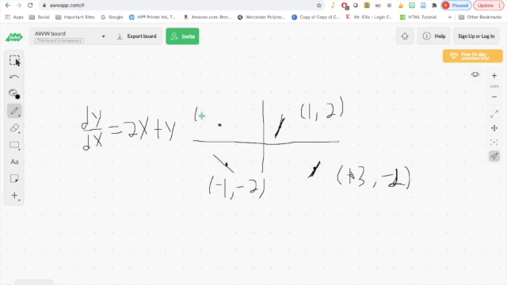For this point here, let's do (-2, 4). So 2 times -2 is -4, plus 4 for y is 0, and 0 is just going to be this horizontal line as is typically shown for zero slopes. So these are a few points on a slope field, and this is simply how you do slope fields.